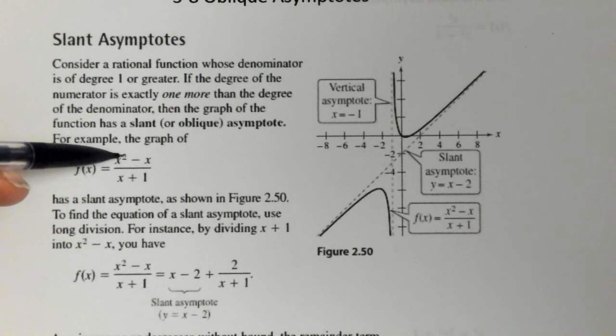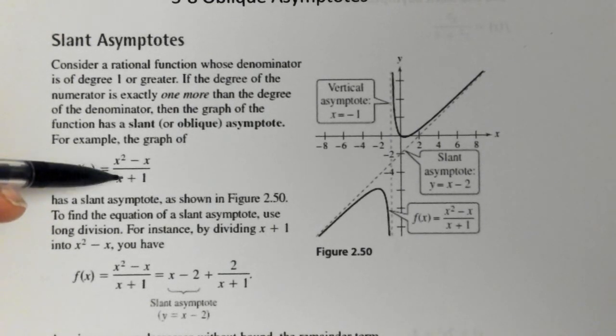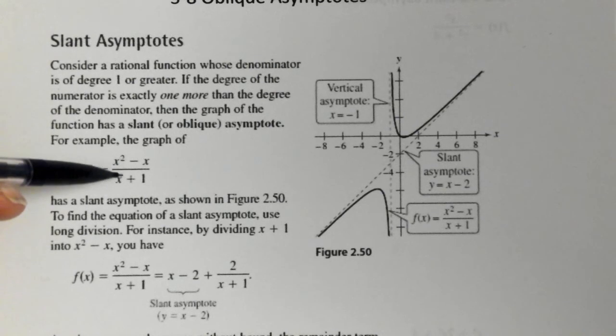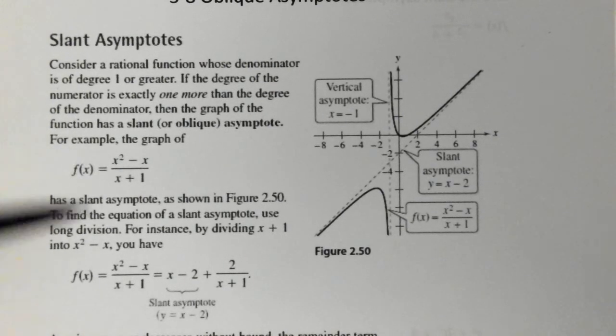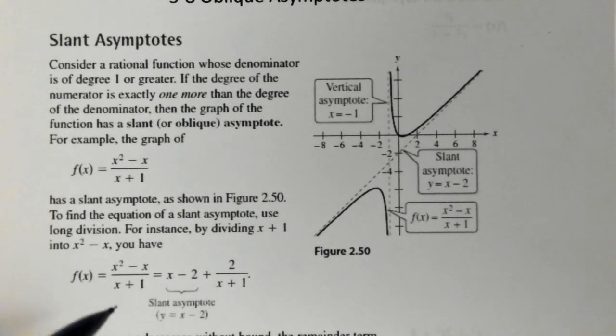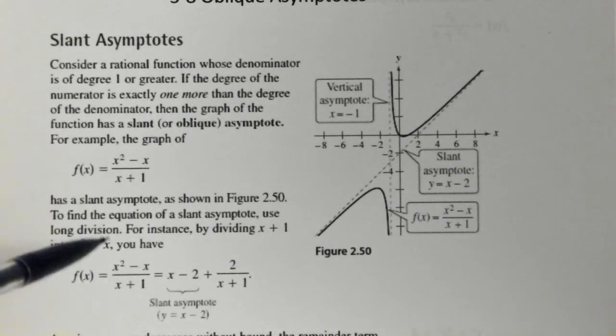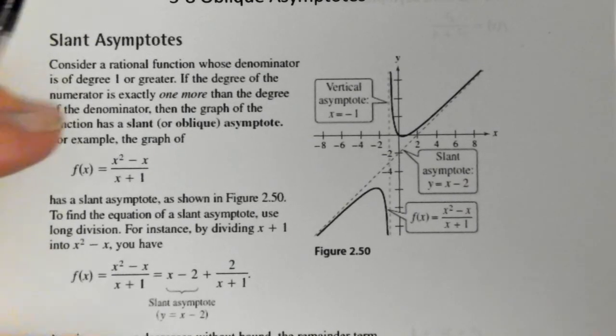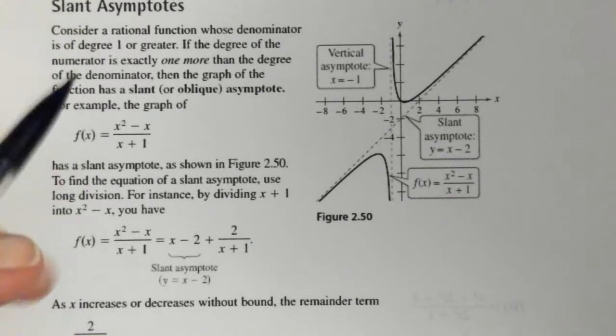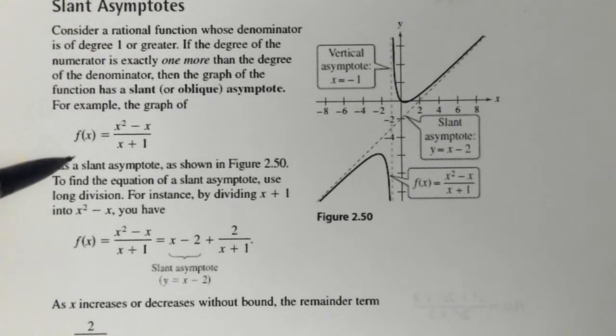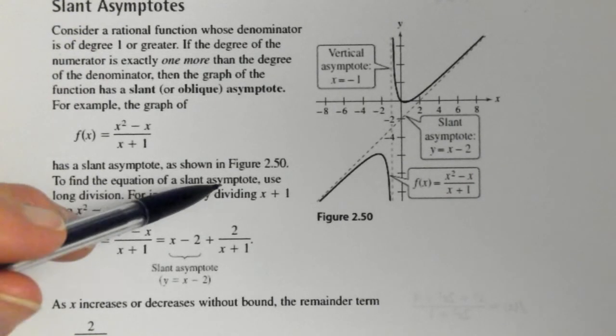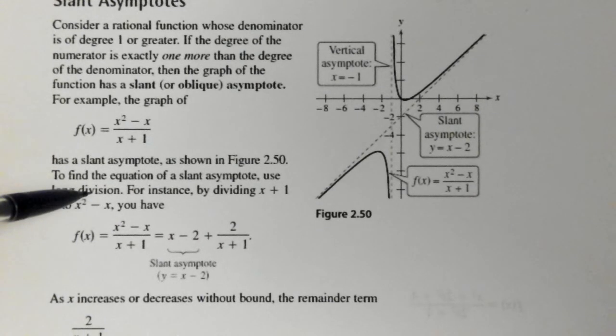So if it's 2 and 1, 3 and 2, 4 and 3, 5 and 4, and so on, you will have an oblique asymptote. So the top has to be exactly 1 greater. Alright, so how do we find it? To find the equation of a slant asymptote, you use long division.